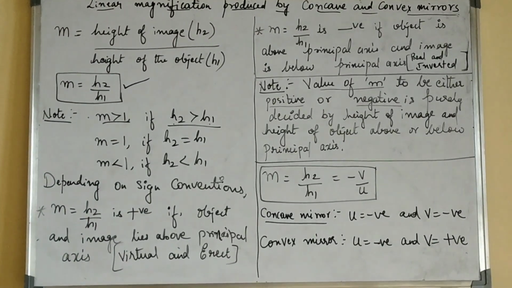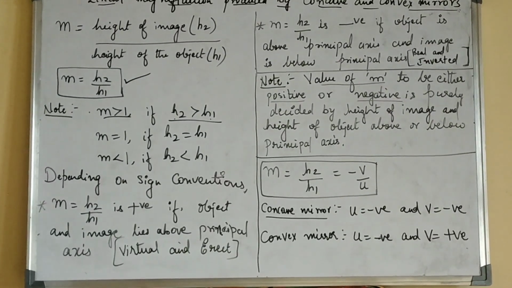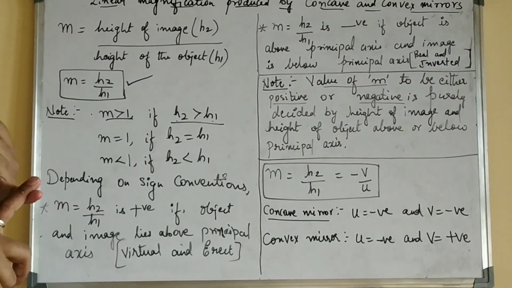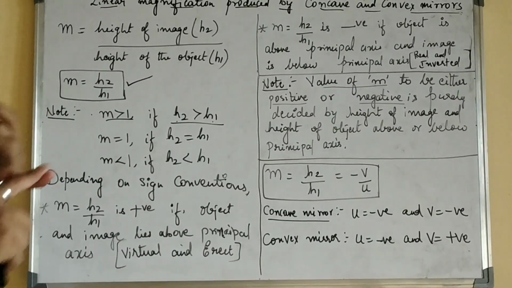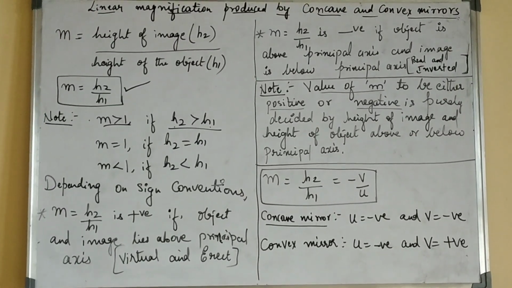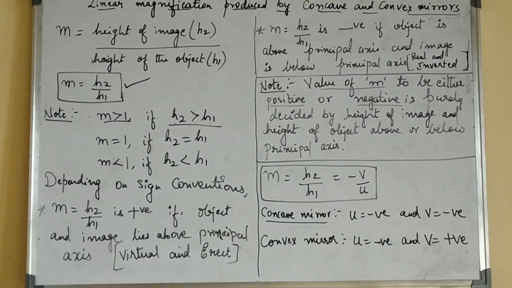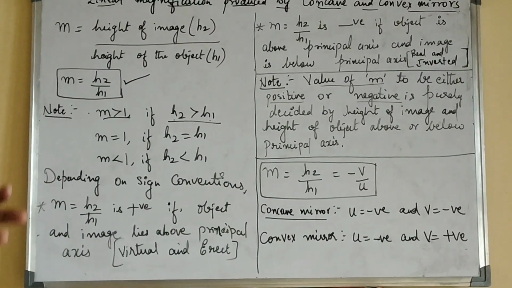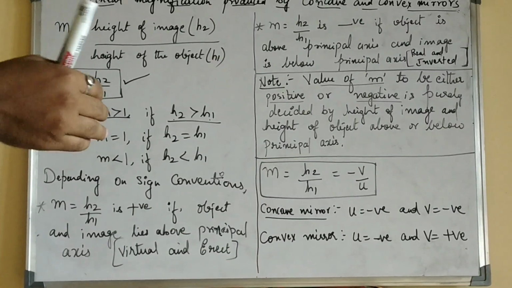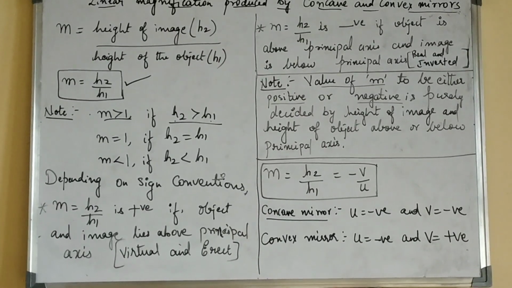Moving further. Now, we have understood the sign conventions for both concave and convex mirrors. What are those sign conventions? The first point is, if we are moving along with the incident ray, if you are taking the distance in the direction of the incident ray, that should be taken as positive. If you are measuring the distance against the incident ray, that should be taken as negative. Then coming to the height of the object, if the object is placed above the principal axis, it is taken as positive. If the image is below the principal axis, then it should be taken as negative.